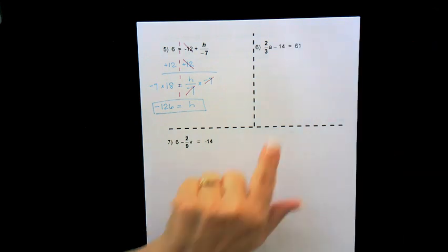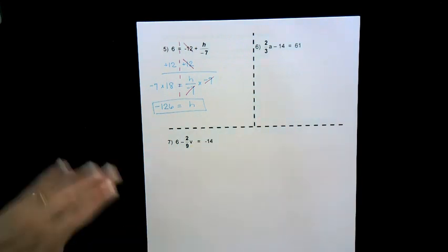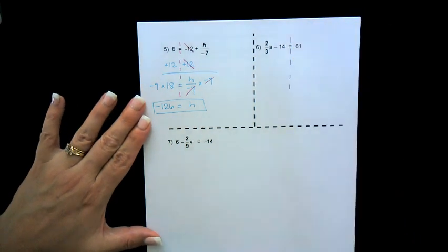My last two problems, you'll notice I've got fractions. I don't know why, but some people that bothers them. So I put two examples in here so that you'll feel more comfortable with having a fraction in your two-step equation. So let's take a look.